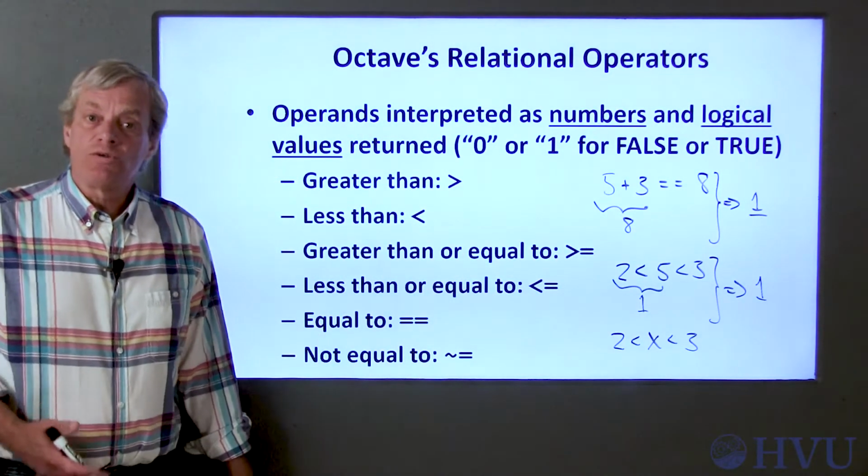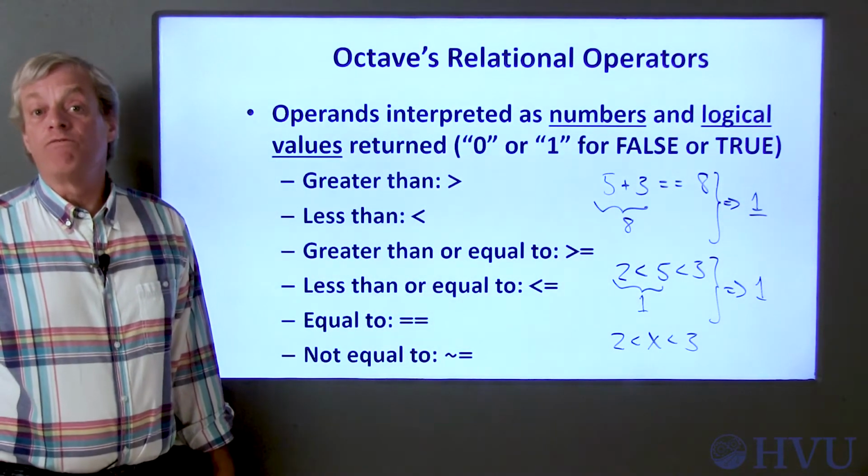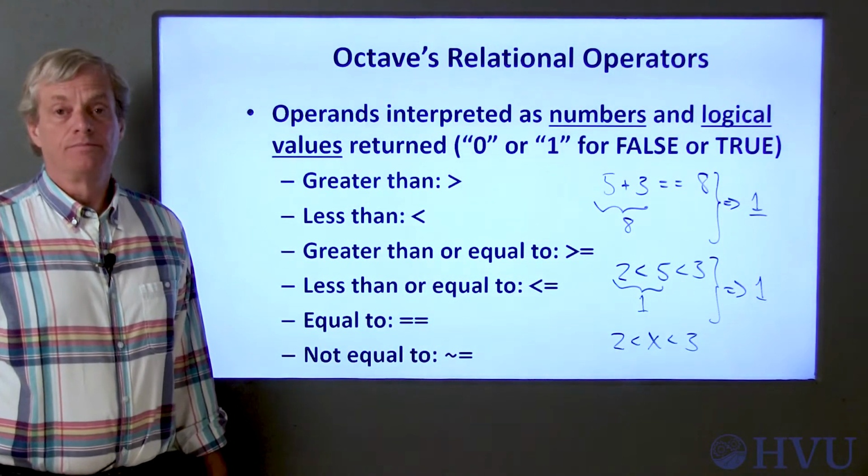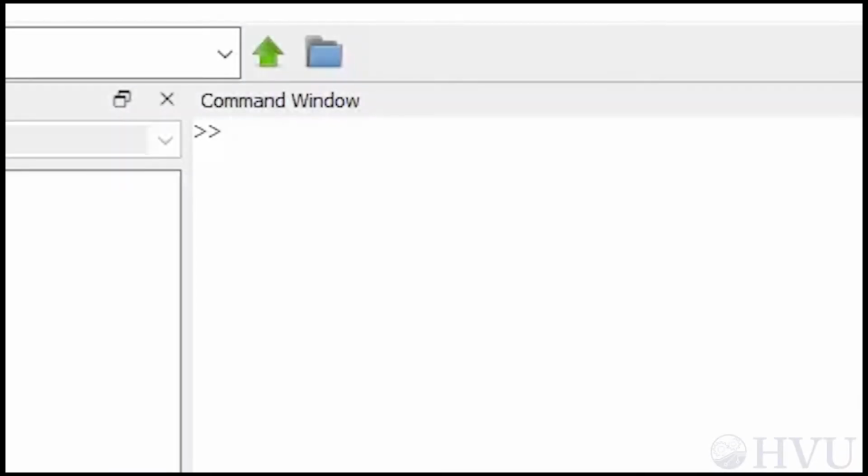Now I'll do a couple of demonstrations of relational operators using Octave before talking about logical operators. I'll do a couple of very quick demonstrations of the relational operators just so you can get an idea of what the results of the operators look like. First, if I type 1 tilde equals 2, I get a response of 1, since 1 is not equal to 2 and the relation is true. If I type 1 equals equals 2, the result is 0. 1 is not equal to 2 and the result is false.